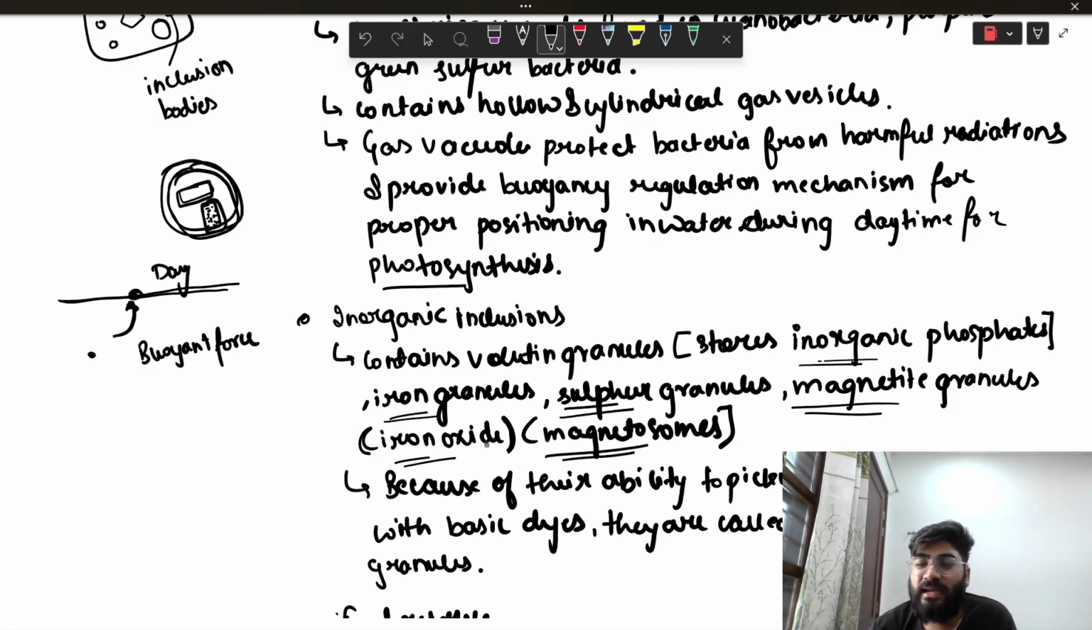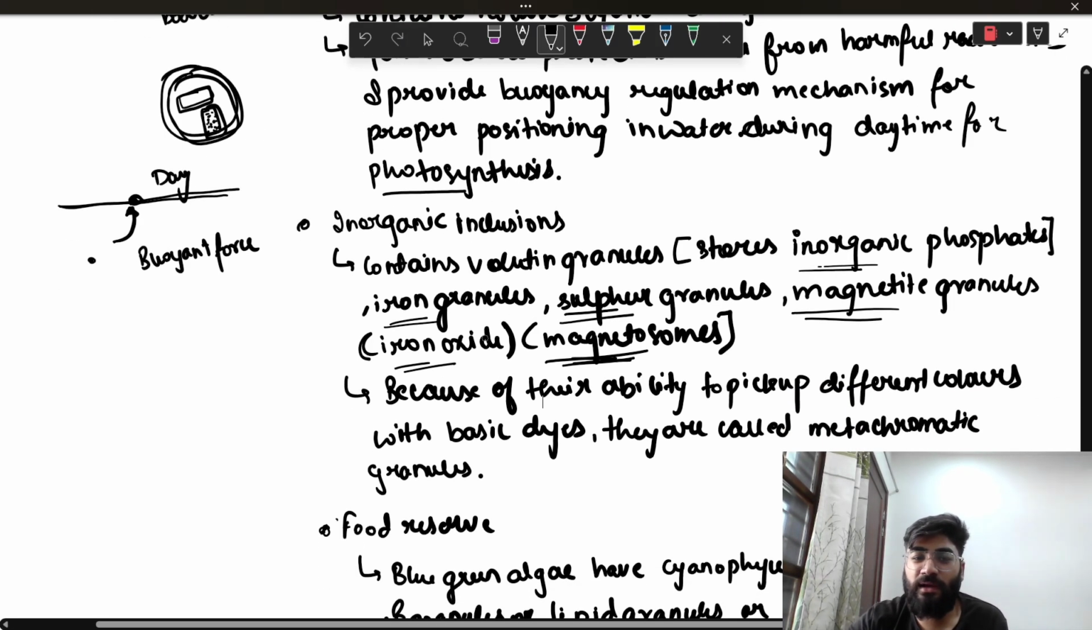Magnetite granules have another name, which is magnetosome. It contains iron oxide inside. Why exactly the name magnetosome? Because when bacteria which have iron oxide inside are subjected to a magnetic field, they align themselves in a particular arrangement, and that arrangement is due to the magnetic field interacting with the iron oxide present inside the magnetosome.